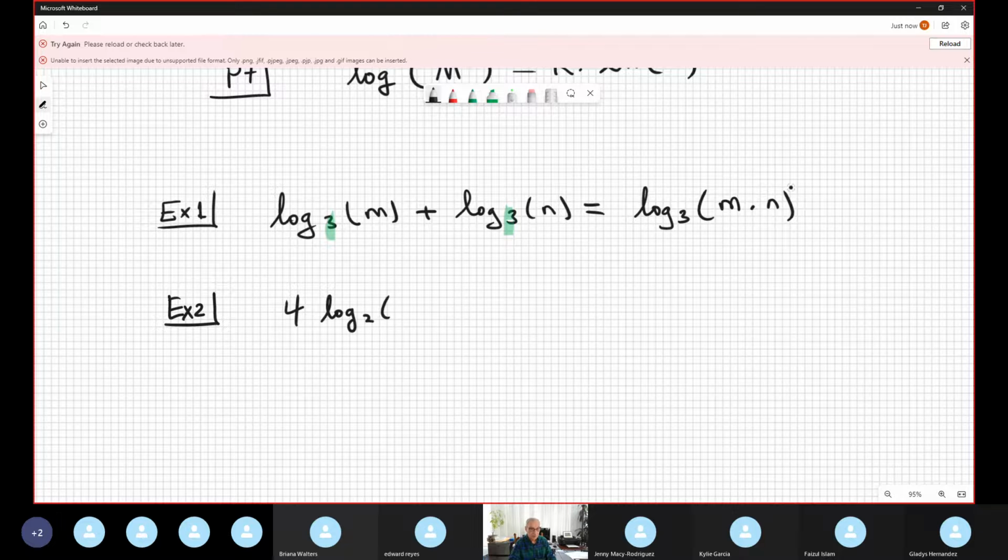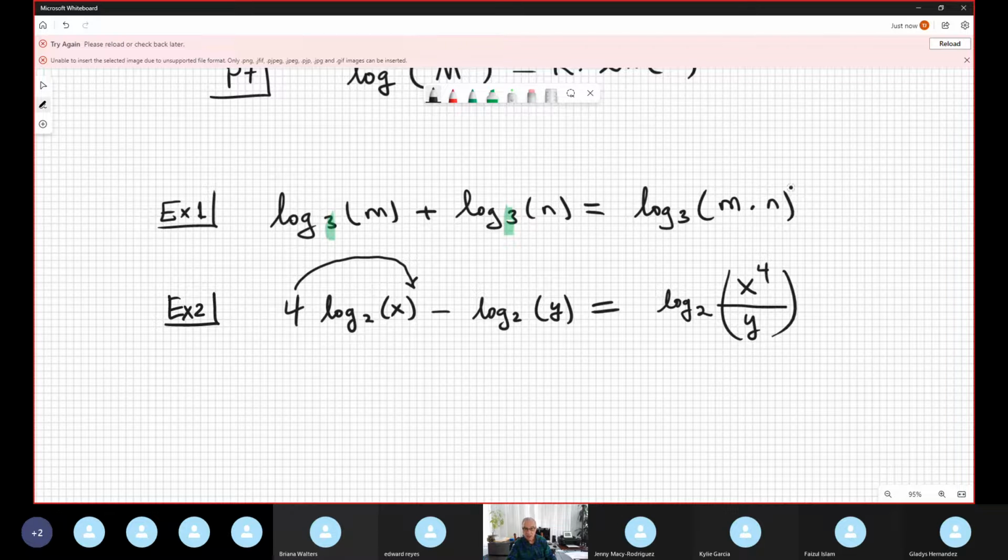Example 2 is 4 times logarithm base 2 of x, I combine a number and a variable, minus logarithm base 2 of y, and you condense. So, in this case, I see that it is minus. If it is minus, it is division. And also, I see a factor 4 in the front, and this flies, because the action is totally inverse, it is an exponent. So you condense into only one logarithm base 2 of x to the 4 power over y. And this is the argument.